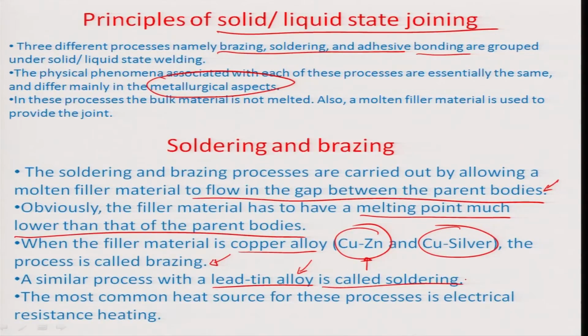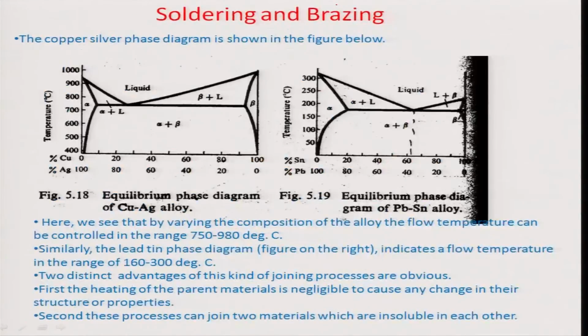Okay. So, if the alloy changes from copper zinc, copper silver to lead tin alloy, the applications also change, and also the processes change, but the idea is that all these processes where the parent material is not melting and the filler material is the one which is molten, and still it provides the weldment or the joining between the parent materials, are categorized within the solid liquid state joining processes. So, the most common source of heating for these kinds of welding is again electrical resistance.